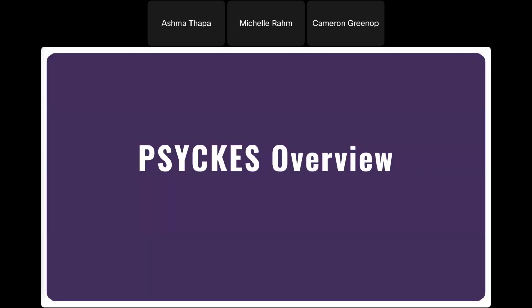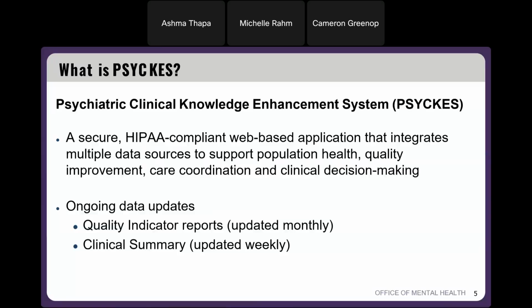Okay, so now we'll get into our PSYCKES overview. So what is PSYCKES? PSYCKES is a secure HIPAA-compliant web-based application that integrates multiple data sources like Medicaid and state database information to help support population health, quality improvement, care coordination, and clinical decision-making. And we do have ongoing data updates within the application. We have our quality indicator reports. Those are updated on a monthly basis. And then our client-level clinical summary is updated on a weekly basis.